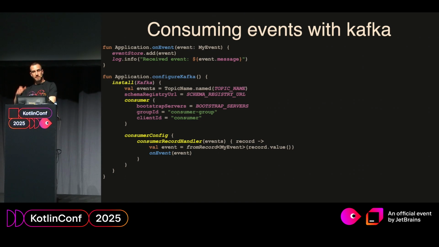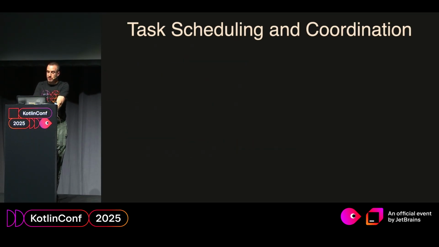But again, if you look back in our system diagram, we saw that we're going to have multiple producers. So the next question is, how do we actually coordinate between them? Because in most cases, we don't really want to have the same event emitted by multiple producers. We want to have some scheduling and coordination between them. So how do we do that? Task scheduling and coordination.